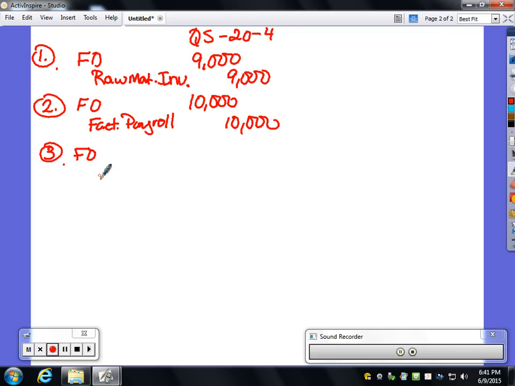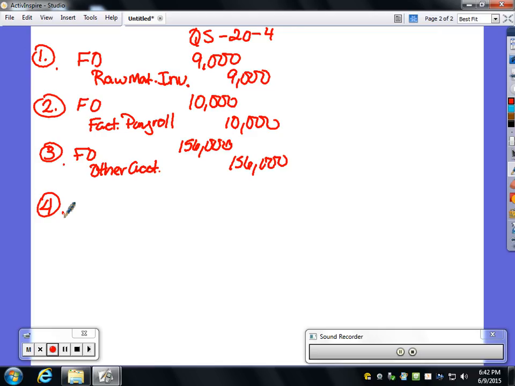I'm thinking instead of cash, if it just says other accounts, that's what we're going to use. What's the amount? 156,000. And then lastly, it says to find application of overhead to production.